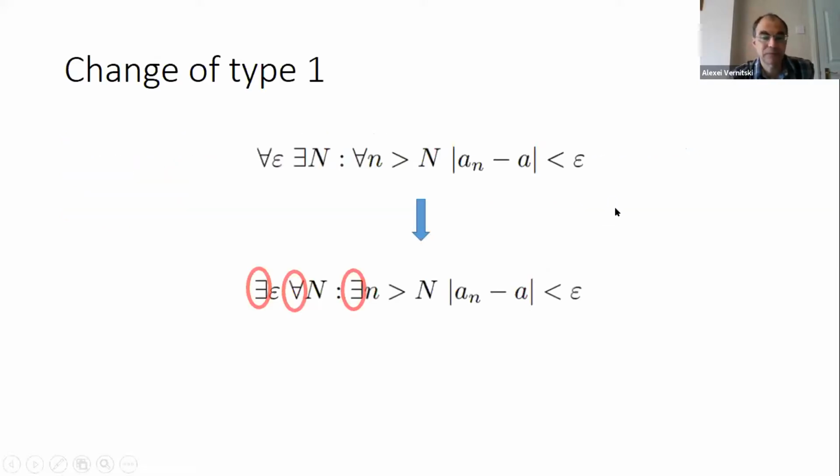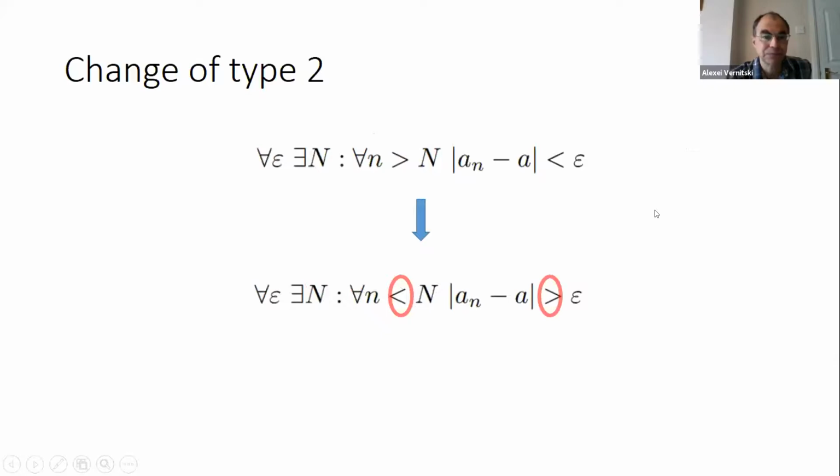So here in particular, what we are thinking about is that each quantifier can be replaced by the opposite quantifier. This is what you can think of as a change of type 1. And then each inequality can be replaced by the opposite inequality. And this is what you can think of as a change of type 2.